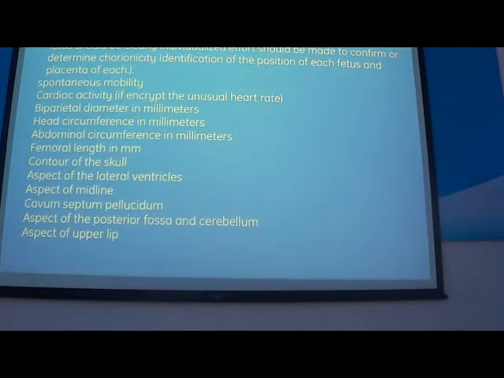And this is a basic examination. That means the first level examination. And on the face. Đây là các cái guideline hướng dẫn vào siêu âm ở quý 1 và ông sẽ lưu ý những cái đặc điểm của cái vùng mặt mà mình phải xem. We just have to take care of the contour of the skull. Vòm sọ. And the aspect of the upper lip. Hình thái của môi trên.